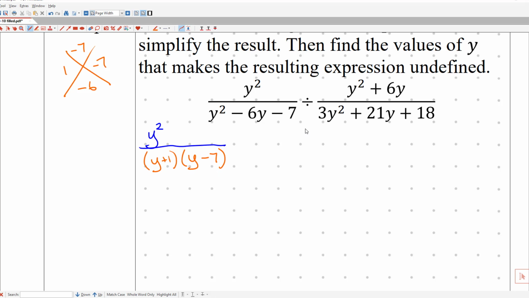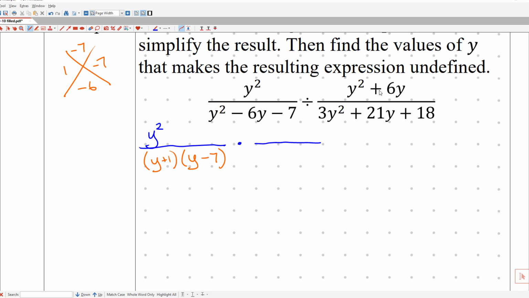Okay, so I'm going to go ahead and do a few steps at the same time. I'm now going to change this to a multiplication symbol, and I'm going to flip this while I factor it. Hopefully everyone can follow that. So I'm going to factor this y squared plus 6y, and I'm going to put it in the denominator. Maybe I should put the denominator first.